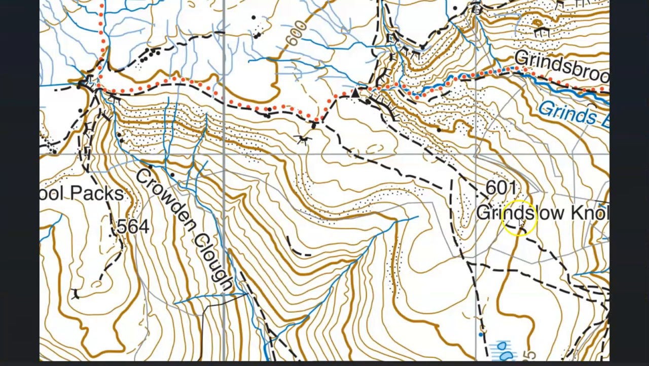So what does that leave us with? Well, the only other thing, look at this contour feature here. See how these contours kink in a very sharp V or A shape? So that is indicating, although there's no stream drawn in it, that's a very narrow and long re-entrant or gully. Could we be looking up that?